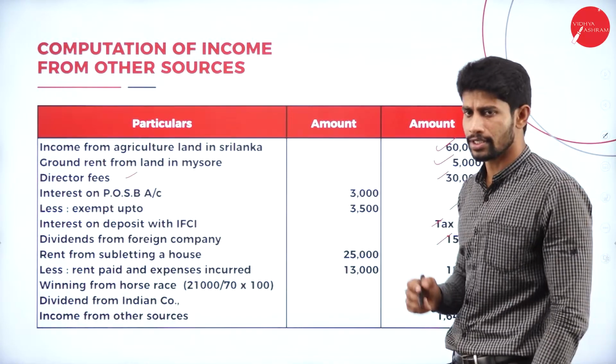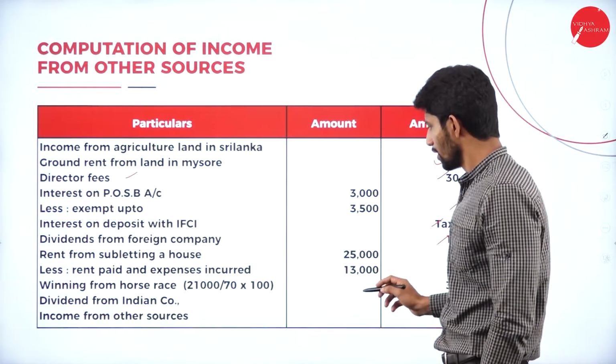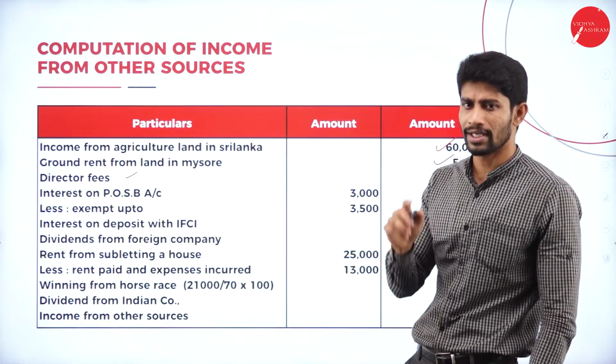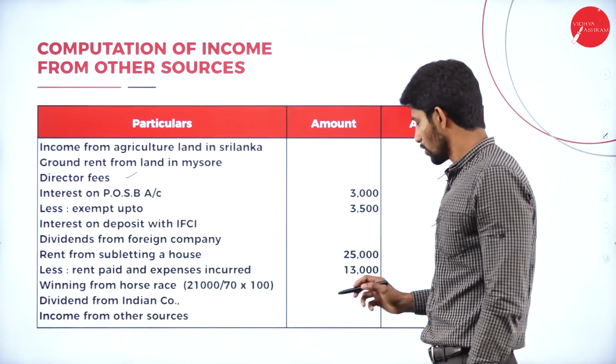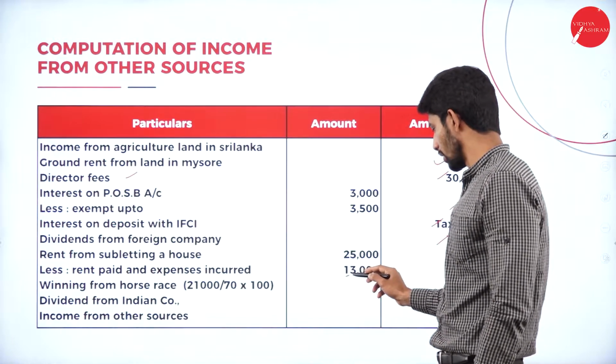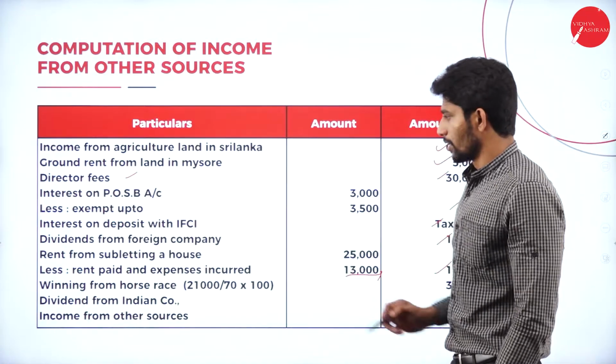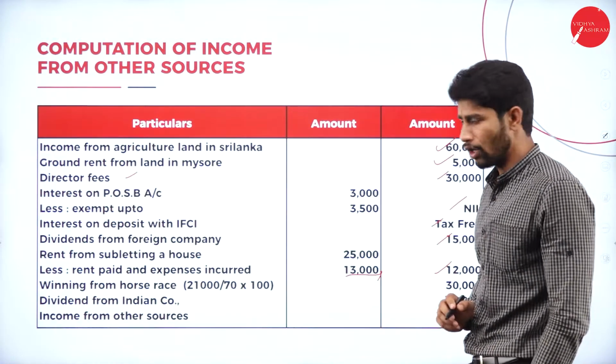Rent from subletting of house. So the rent received is rupees 25,000, less 12,000 rupees rent paid to the actual owner, plus 1,000 extra additional expenditure. So totally 13,000. If you deduct this 13,000, you will get 12,000. That is rent from subletting of house.